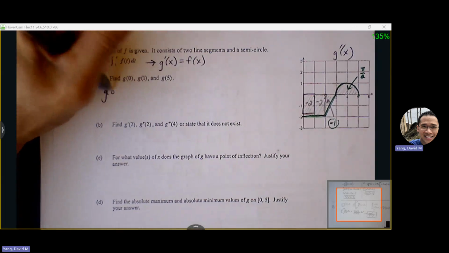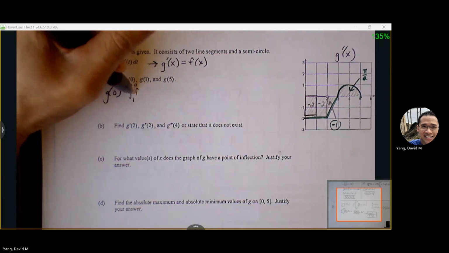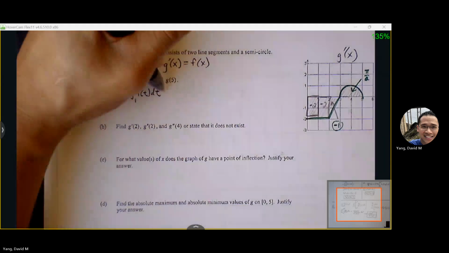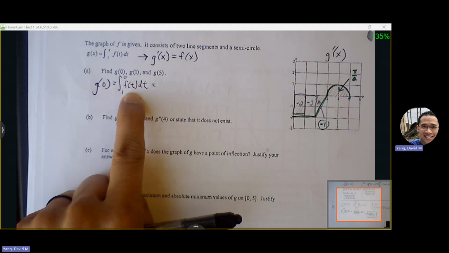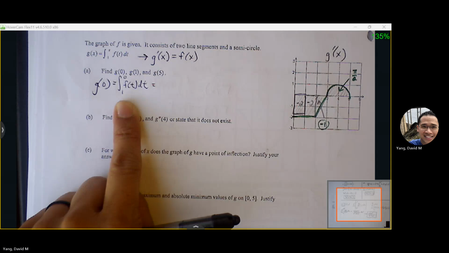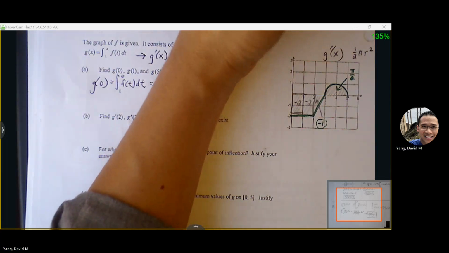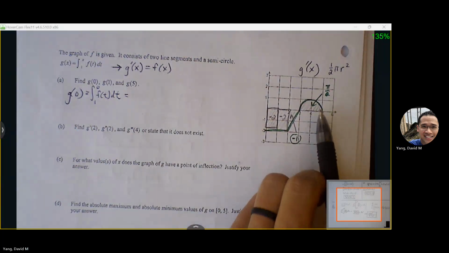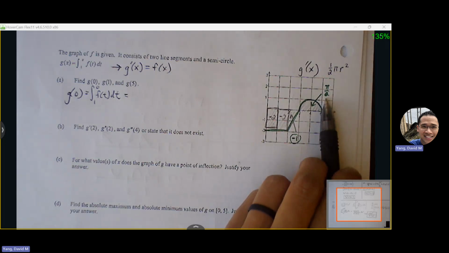All right, G of 0. I'm just going to follow my definition here. I prefer to read from left to right so I don't have to flip the signs backwards. Oh, am I doing this wrong here? 1/2 I. My radius is 1, right? I skipped a step. So 1/2 pi r squared. My radius is 1, so 1/2 times pi.